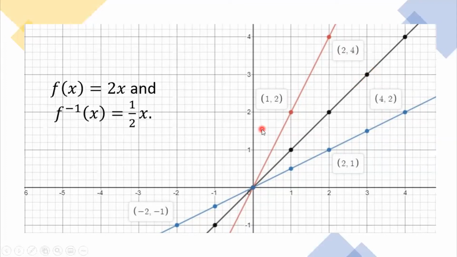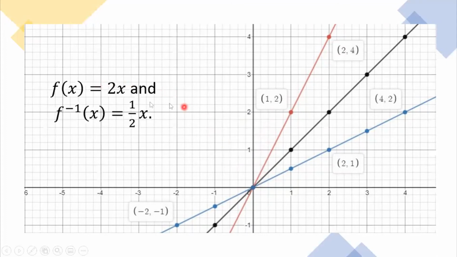Okay, so again, if you want to sketch the graph of the given function, even if you will not use a graphing calculator or any software, you can still sketch the graph.